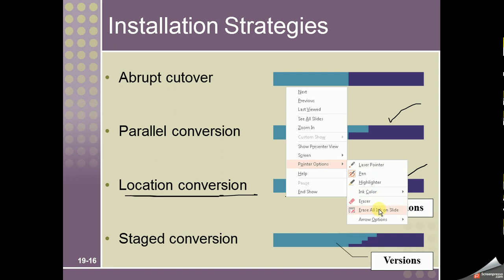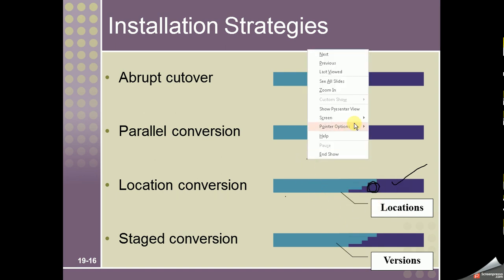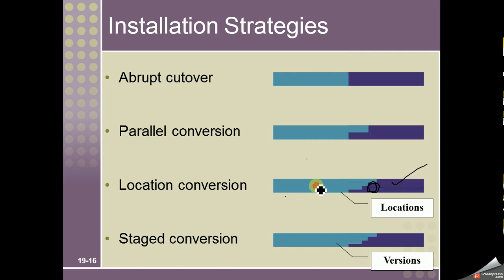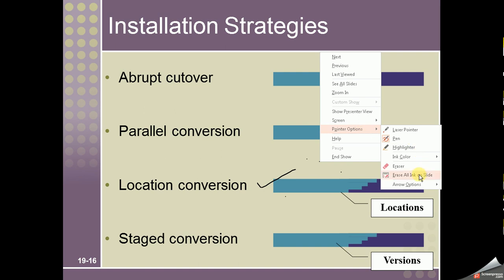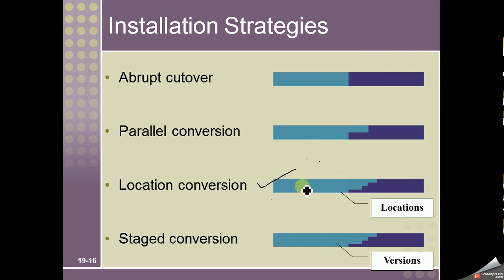You get it? Let me repeat. Sorry, the ink is not erasing. Here this light and dark color represent the locations. So we start from the smallest location and we change the system to the new system. All the other locations are still using the old system. Then we take another location, we convert it to the new system, and we keep doing this location wise till all the locations have the new system.